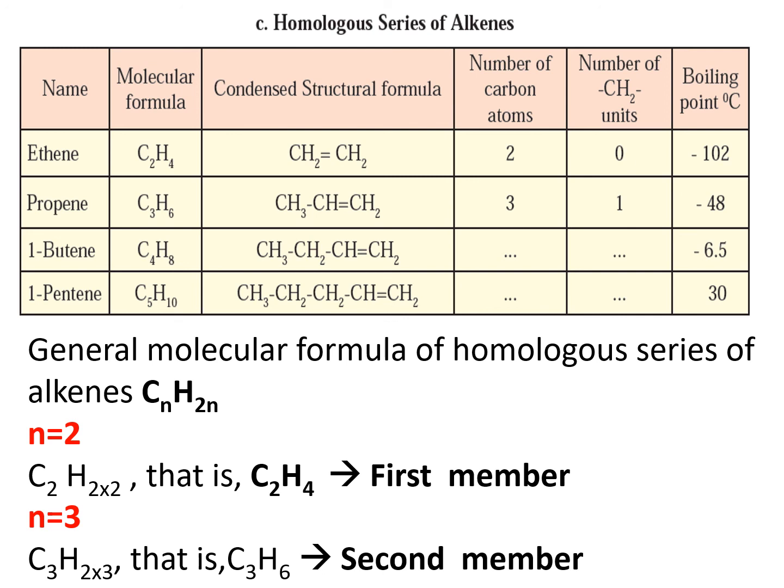When I take n as 3, I get C3H(2 into 3), that is C3H6, which is my second alkene, propene. And as I increase the number of carbon atoms, I will get the increasing order of the alkene group.